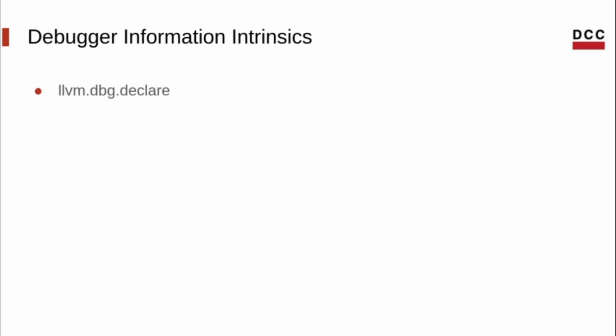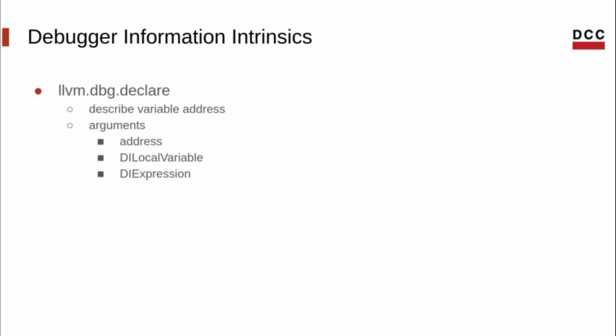The llvm.dbg.declare intrinsic describes the address of a local variable. The first argument is the address of the variable itself. The second is a DILocalVariable, and the third one is a DIExpression describing how the referenced LLVM variable relates to the source language variable.